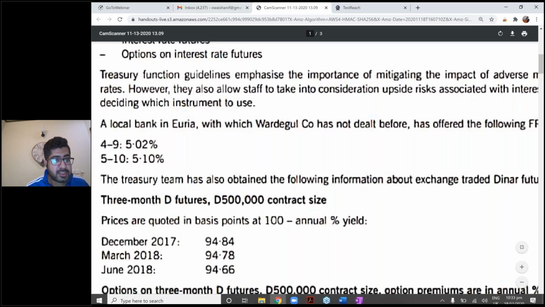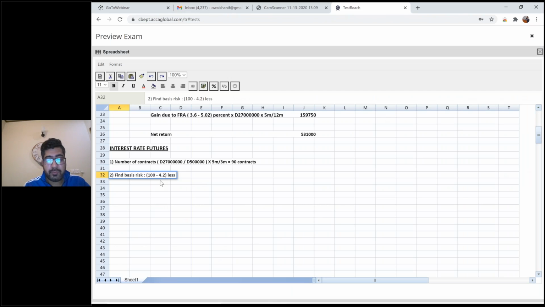So spot price less LIBOR, 100 less 4.2, less futures price 94.78. This gives you basis as 1.02. I've completed 2 steps of 7, sorry. Any confusions in these 2 steps, you can ask.